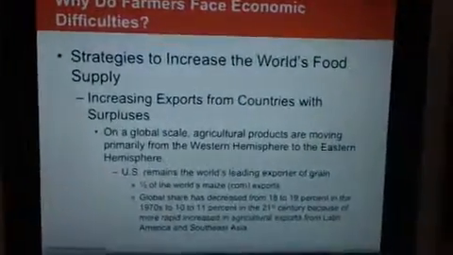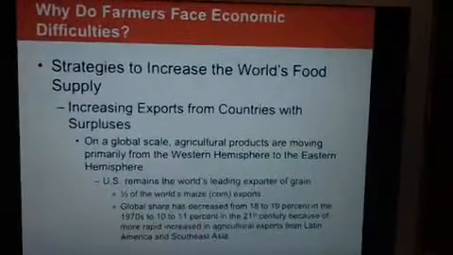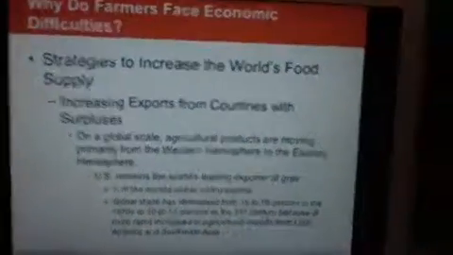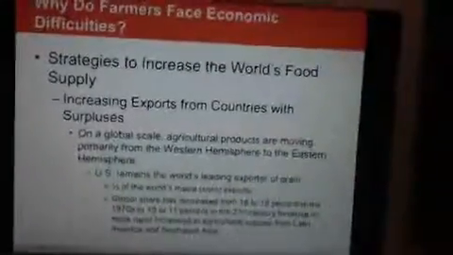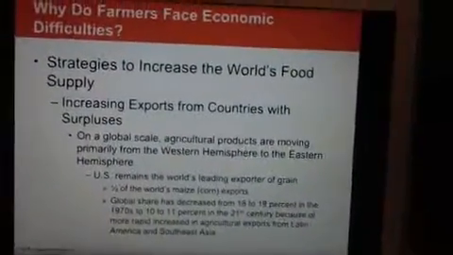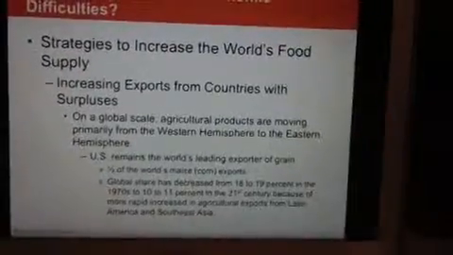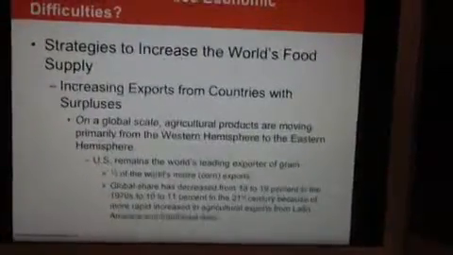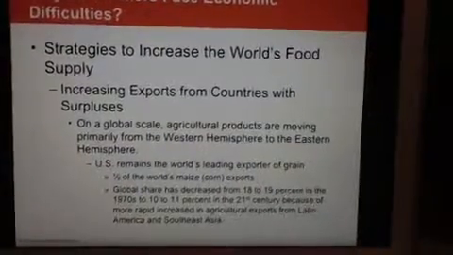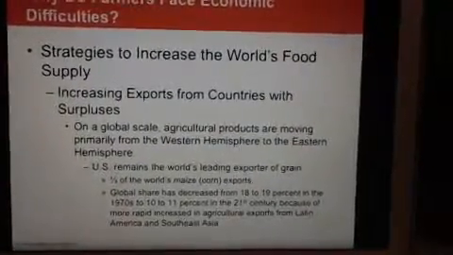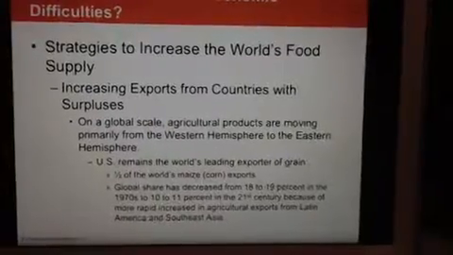For agriculture. So last time we left off with why do farmers face economic difficulties, and we were looking at strategies to increase the world's food supply. So increasing exports from countries with surpluses. On a global scale, agricultural products are moving primarily from the Western Hemisphere to the Eastern Hemisphere. And the U.S. remains the world's leading exporter of grain.